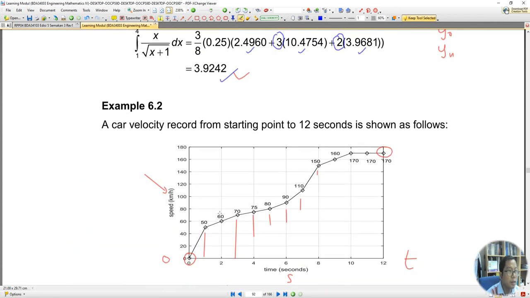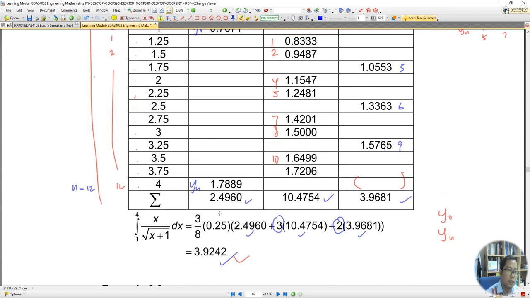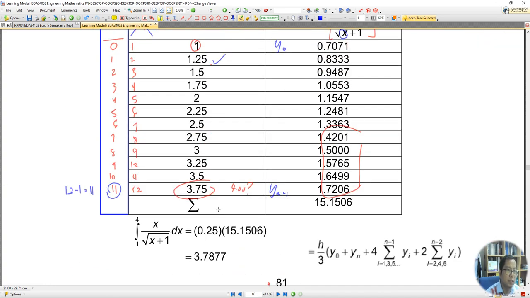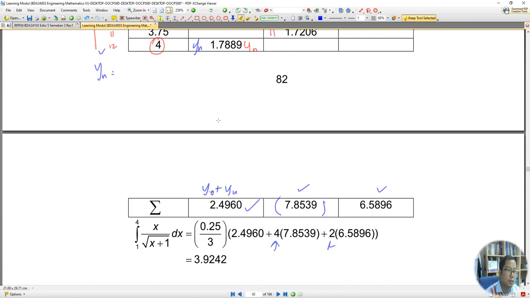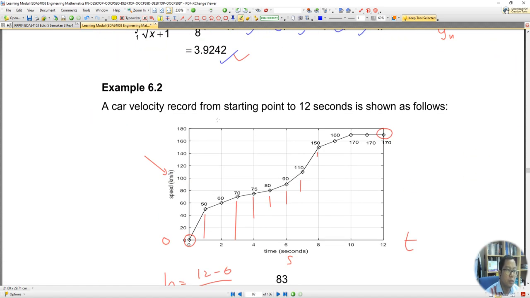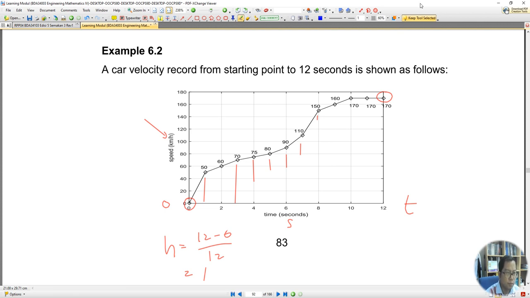Okay, the rest. Example 6.2 is about the data set. There are two different examples. The first example is based on this equation, and the limit is from 1 to 4. The second example is based on the data set, based on the plotted graph. We start from 0 until 170, the y, the value of the speed.